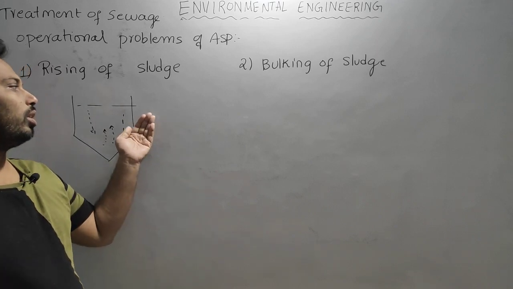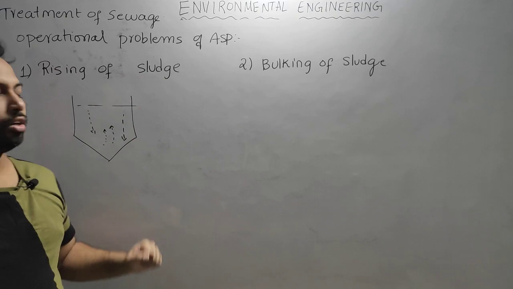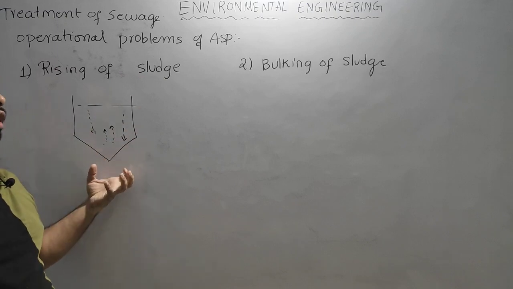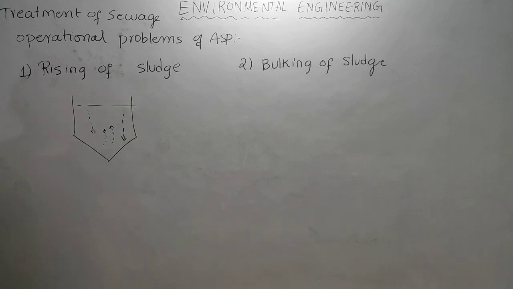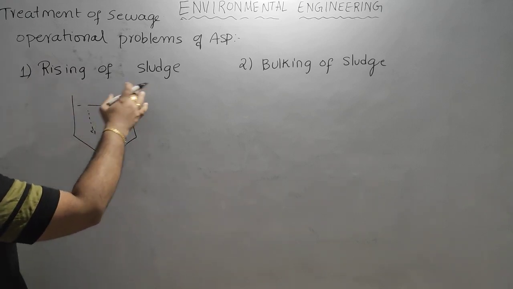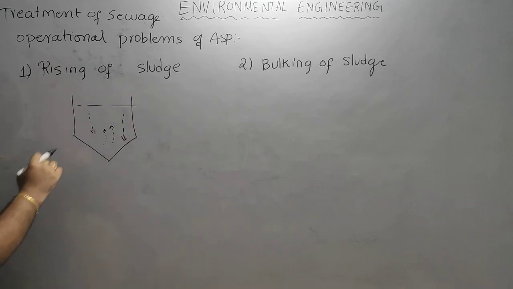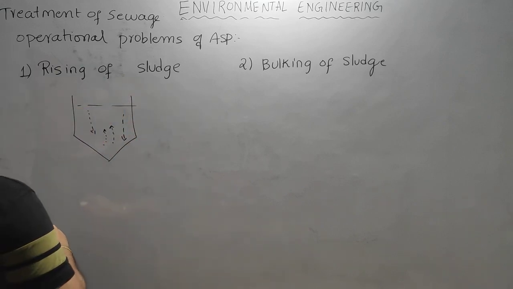Generally, we don't want any kind of sludge in the effluent. We want sludge at the bottom. We will collect that sludge and we will send it to the sludge digestion tank. So this rising of sludge will be a problem during the disposal of the effluent. So that is why this rising of sludge is an operational trouble of ASP.